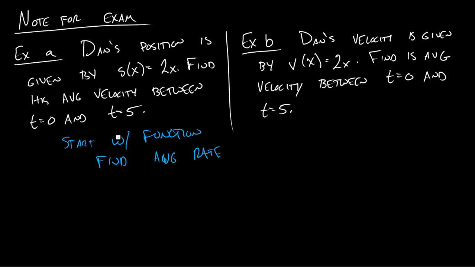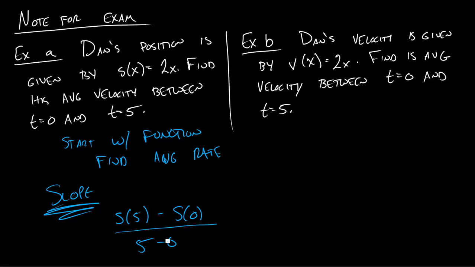And so this is really asking about the slope, right? That's from 2.2 or something like that. And so for this one, all we would want to do is s of 5 minus s of 0 divided by 5 minus 0. That would be my answer. All right, so this is the average velocity.